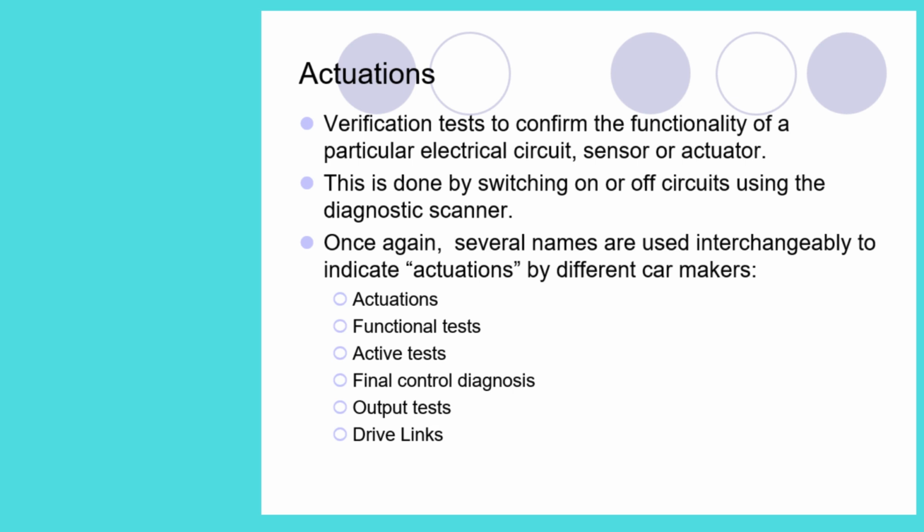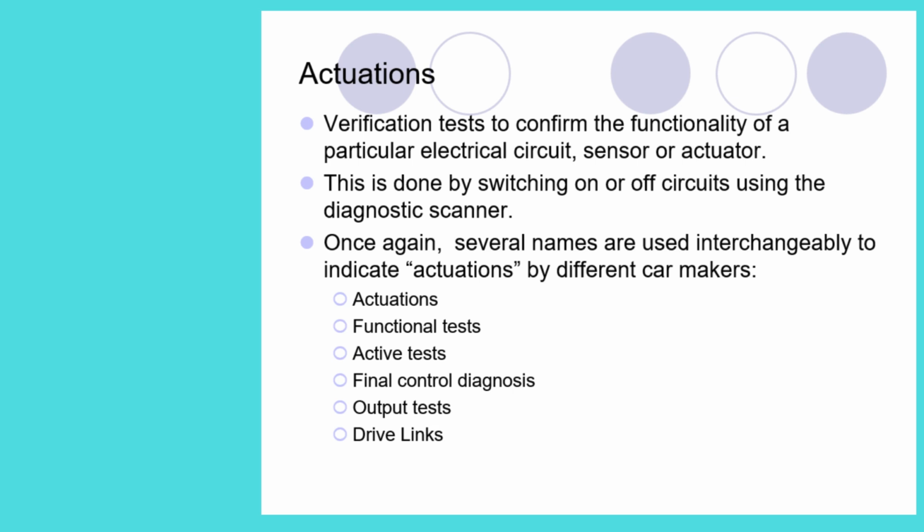Actuations are verification tests to confirm the functionality of a particular electrical circuit, sensor, or actuator. This is done by switching on or off circuits using the diagnostic scanner. Once again, several names are used interchangeably to indicate actuations by different car makers. Actuations, functional tests, active tests, final control diagnosis, output tests, and drive links.